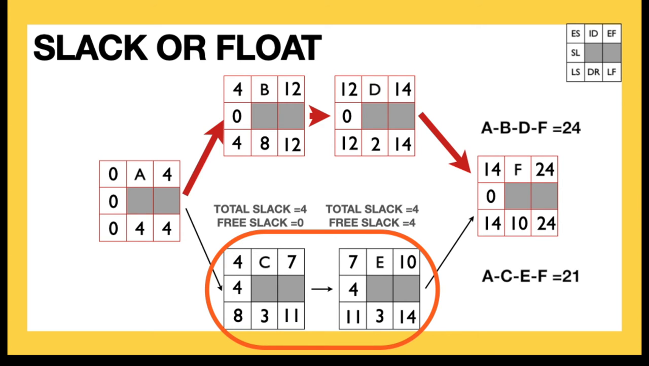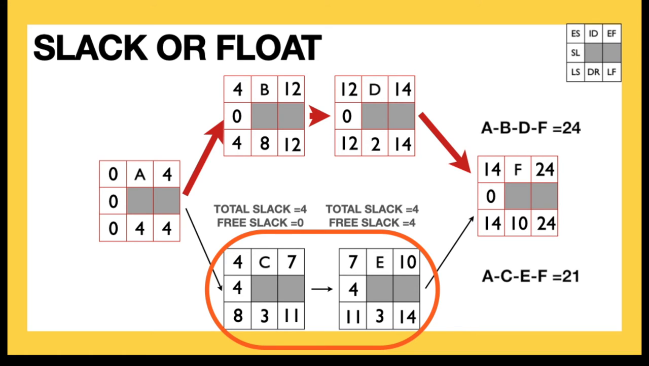We would say that C has a total slack of 4, meaning 4 days could be added to C without affecting the end time of the project. However, it has a free slack of 0, because if C takes even 1 day longer, that's going to affect E as far as when it can start.